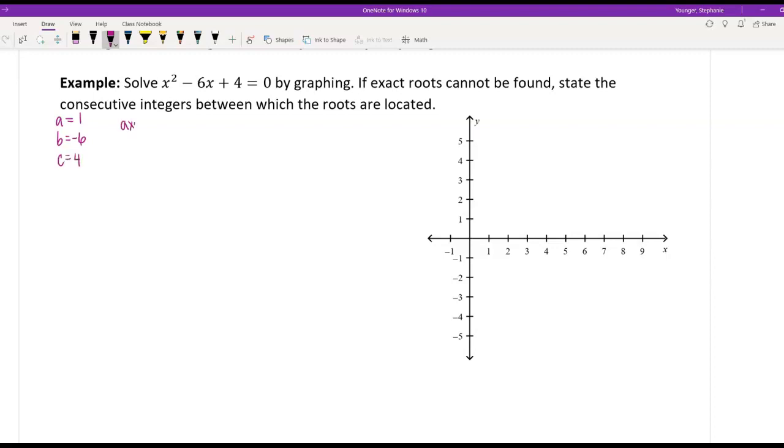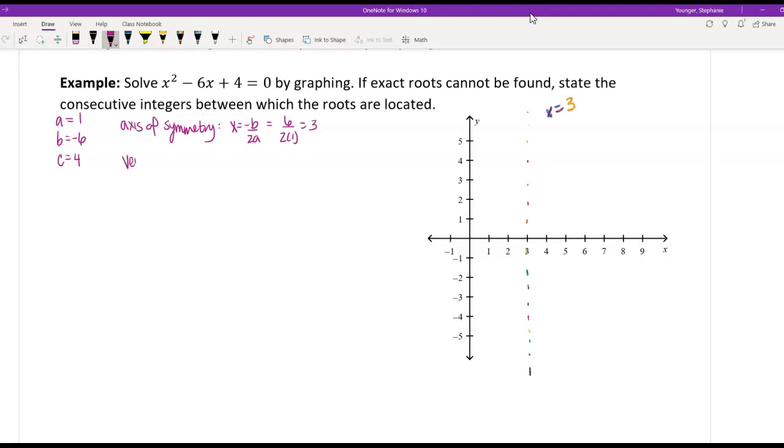So the axis of symmetry states x equals negative b over 2a. So in this case, it's 6 over 2 times 1, which is 3. So I'm going to have my dashed line at 3. So x equals 3. That is my axis of symmetry.